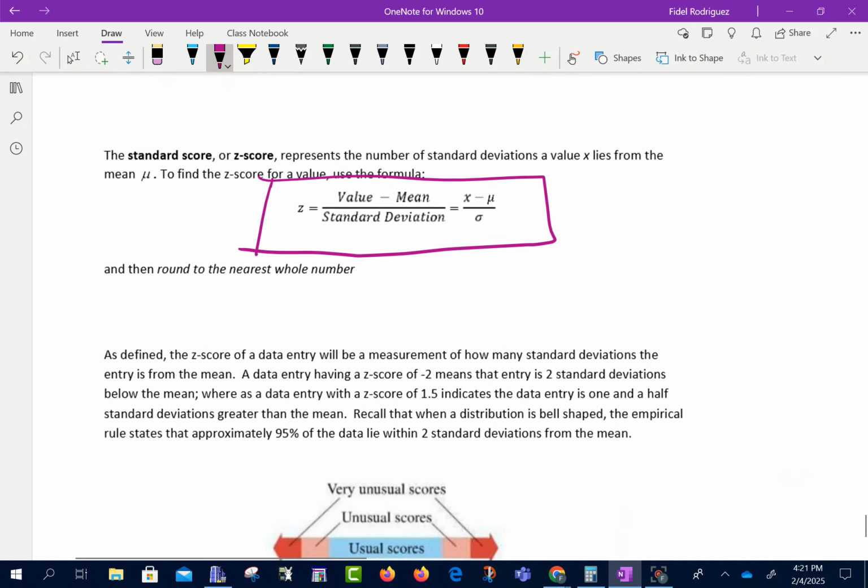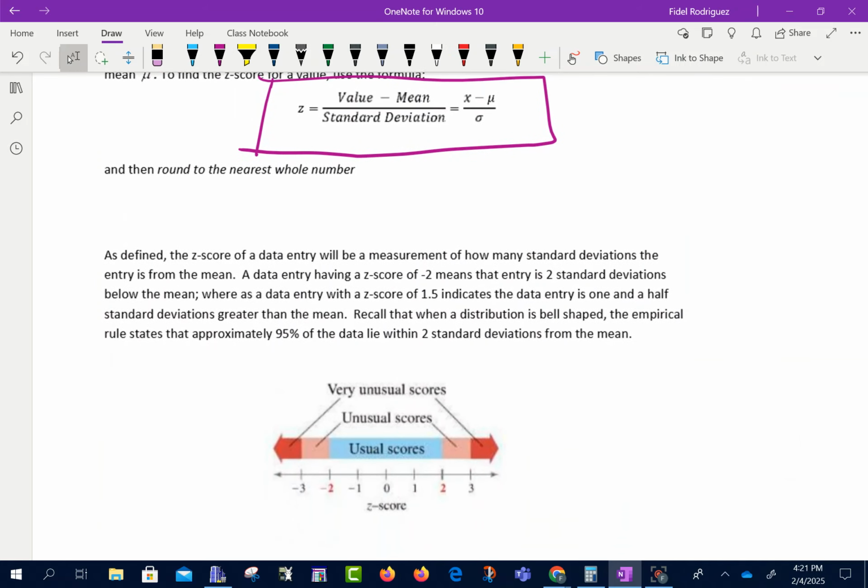So what does the standard score tell me? The standard score tells me, for a particular number, how many standard deviations that value is from the average. If we have a z-score of -2, that means we're 2 standard deviations below the mean. If we have a z-score of 1.5, that means we're 1.5 standard deviations above the mean.